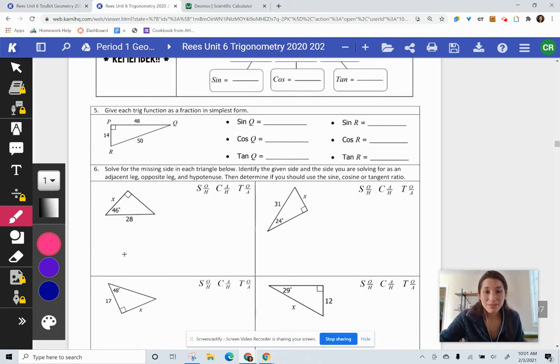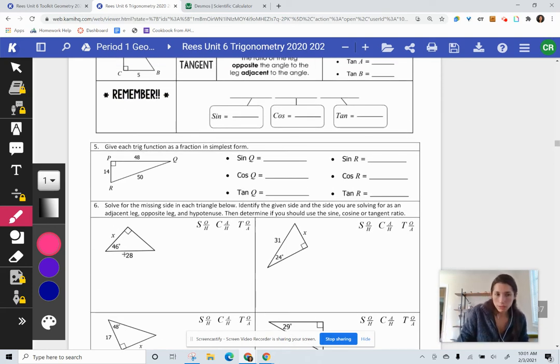So on question 5, this triangle here, this side 50 is always a hypotenuse. I'm going to put an H next to it for hypotenuse. Okay, so we're going to use that in our sine ratio and our cosine ratio. But the 14 and the 48, those are going to change depending on what angle I'm looking at it from. So for example, from angle Q, for sine, sine is opposite over hypotenuse. So opposite would be 14, hypotenuse would be 50. So 14 over 50.